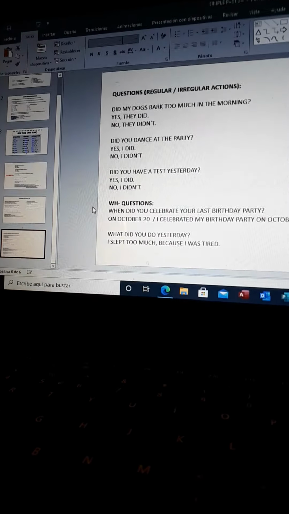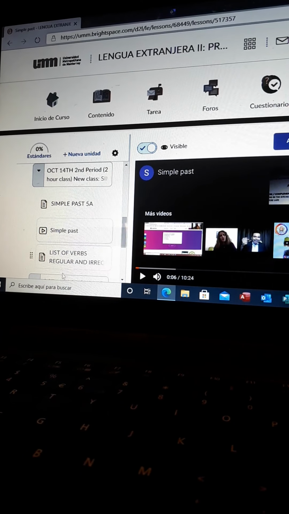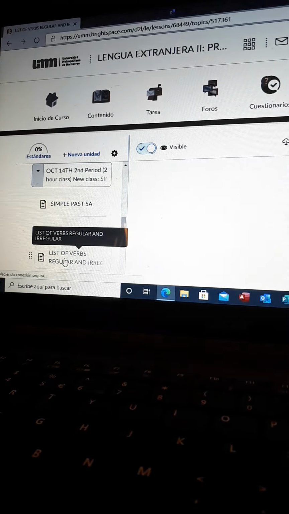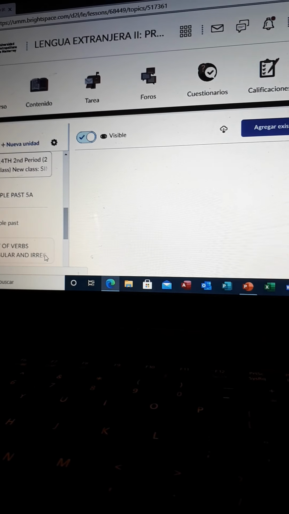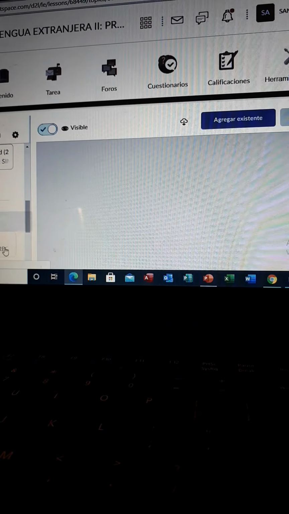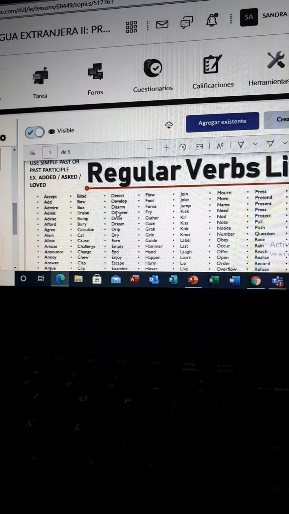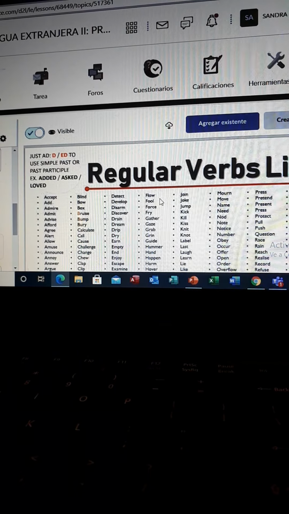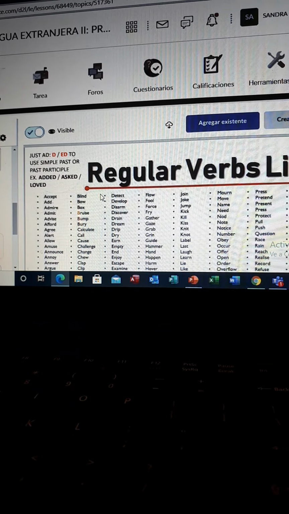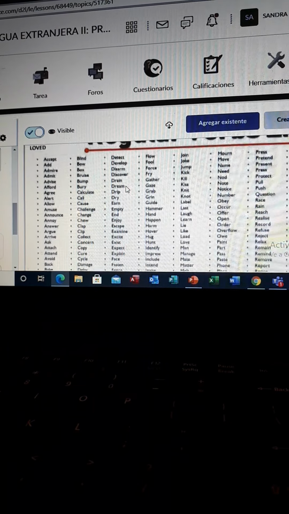And remember that you have on periodo dos, okay? You have here a list of actions, okay? List of verbs, regular and irregular, okay? It's a very complete list that you need to review. Okay, it's not about learning all the actions, it's just that you make a review so you can remember which are regular and irregular, okay?